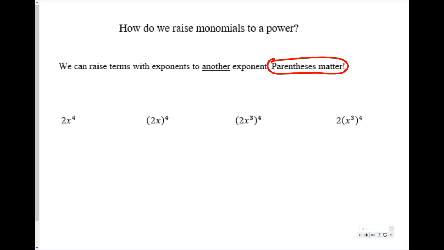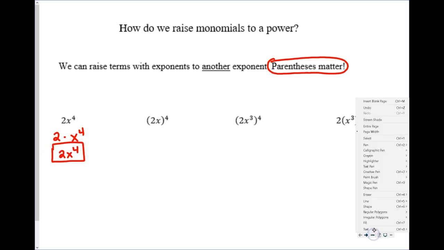All right, so the first one, 2x to the fourth, okay? If we have 2x to the fourth, we can't simplify this any further, right? The 2 is not attached to the 4. This is saying 2 times x to the fourth. You're not taking 2 to the fourth power, so it just stays the same, 2x to the fourth. There's no change here, okay?